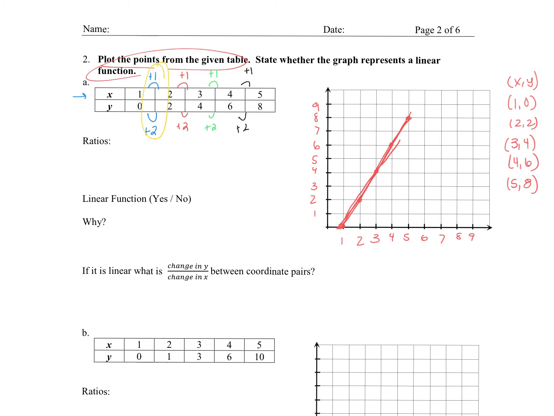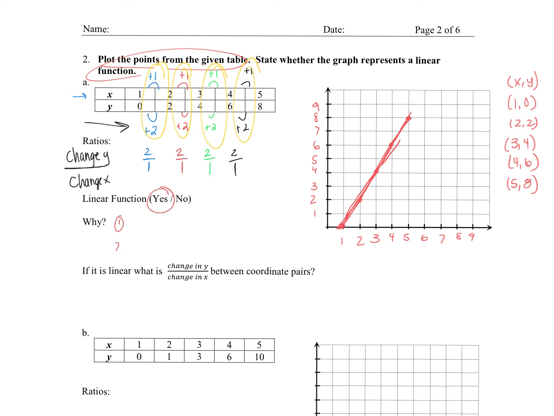Okay? Now you need to go ahead and make your ratios. Remember, change of y, all over change of x. So your y change goes first. So we had a 2 over 1. And then we go to our next ratio, again, 2 over 1. Then the next, 2 over 1. And then the last one, 2 over 1. So what you notice is that they're all the same. So is this a linear function? Yes.